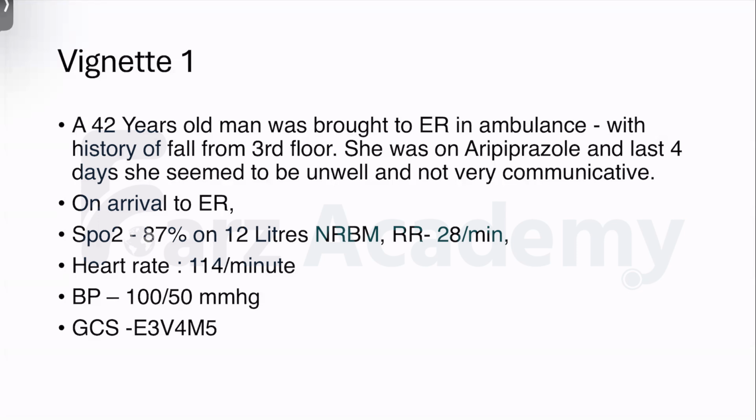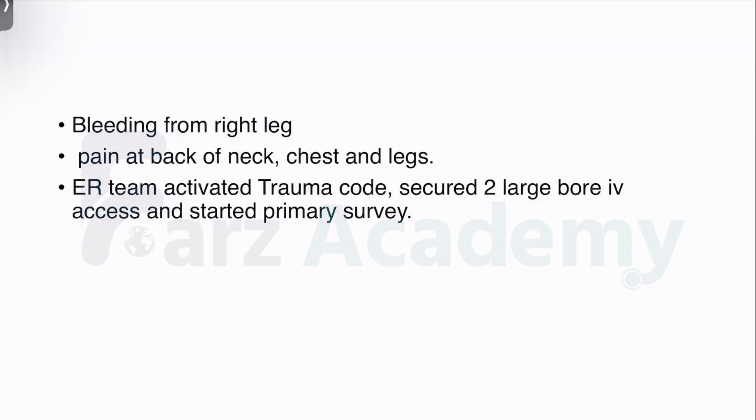Just listen to me. A 42-year-old man was brought to the ER in an ambulance with a history of fall from the third floor. He was on aripiprazole and for the last 4 days seemed to be unwell and not very communicative. On arrival, he had a saturation of 87% on 12 liters NRBM, respiratory rate of 28, heart rate of 114, blood pressure 100 by 50, GCS of E3, V4, M5. He had bleeding from the right leg, pain at the back of the neck, chest, legs. The ER team activated a trauma code, secured two large bore IV access, and started a primary survey.